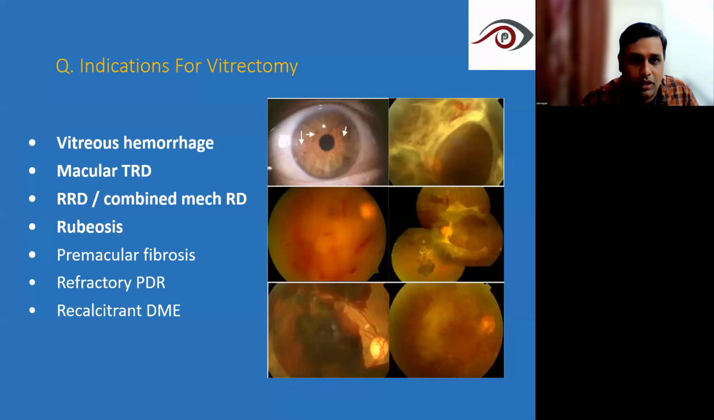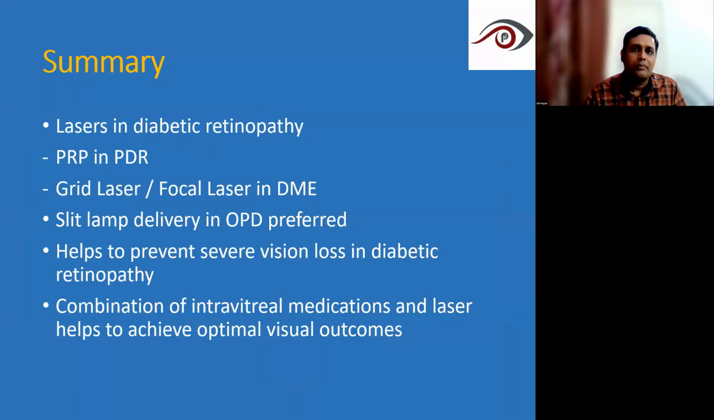To summarize, lasers in diabetic retinopathy are the most important skill, and I think all medical retina persons should develop it. It depends on your machine. You should know the machine very properly, which machine you are using and what settings to use. We do PRP in cases of PDR, avoiding hitting directly on the fovea or on the neovascular vessels. We do grid laser or focal laser in the case of diabetic macular edema.